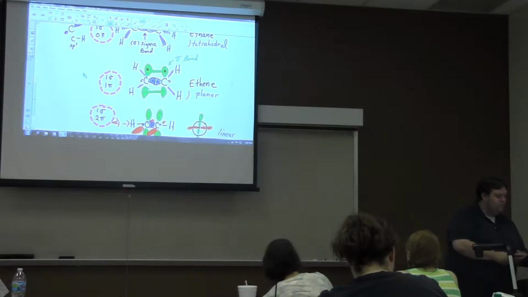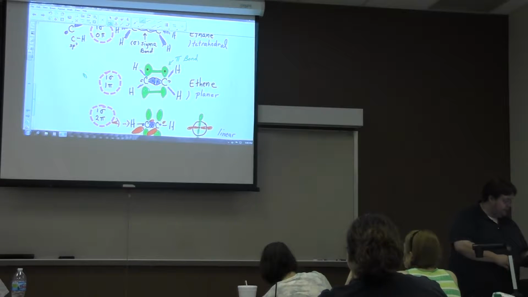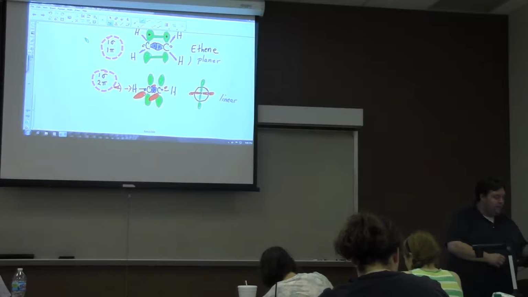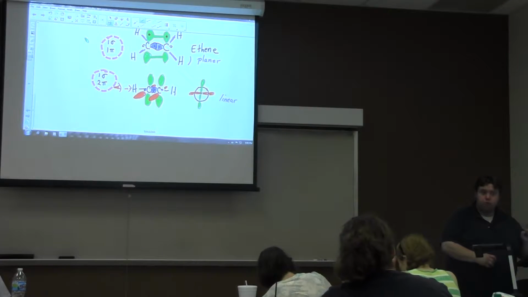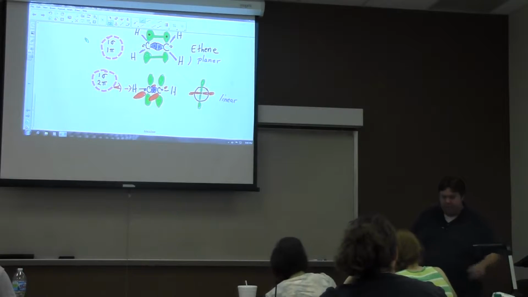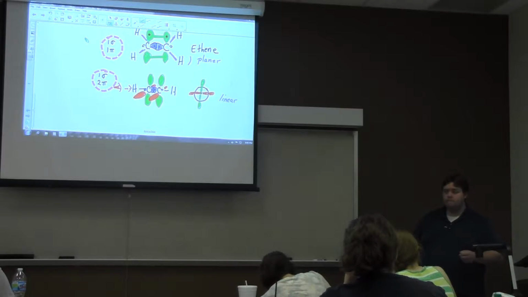Okay, in the alkene we have one sigma bond and one pi bond, but in the alkyne I wanted to explicitly say that we have one sigma bond and two pi bonds. So which one of these is going to require the greatest amount of energy to separate the two carbons? The alkyne, right?